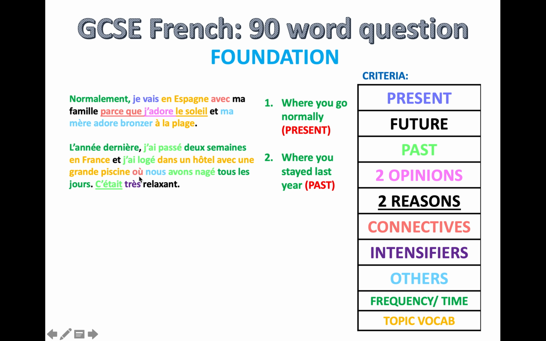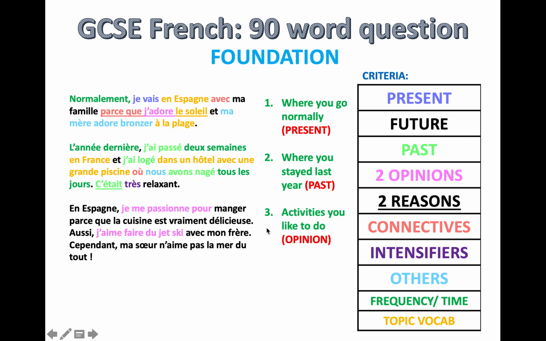And we have one of the most underutilized, not often used connectives, où. Où, meaning where, is a really good connective to use to show a higher level if you can. Where we did this, where I like to do that. Try and use where as a connective when possible.